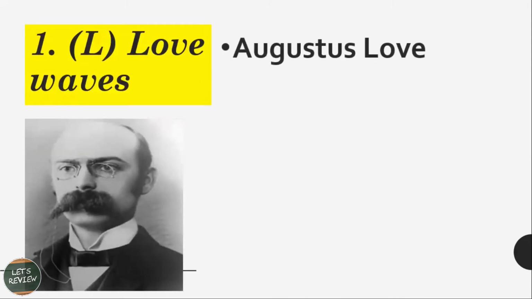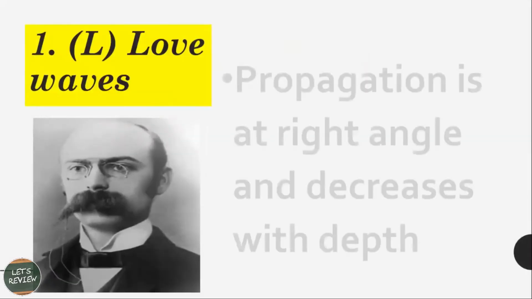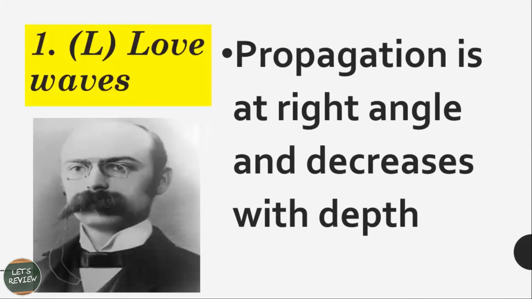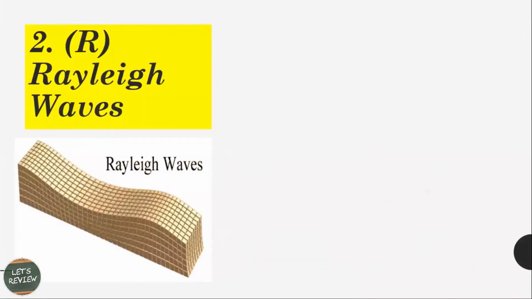These are the different types of the surface wave. First, let's have the Love waves, or L waves. It was proposed by Augustus Love. It moves on the ground horizontally, causing it to twist from side to side. The Love wave propagates at right angles and decreases with depth. It damages the foundation of structures, whether that's a building or any kind of structure.